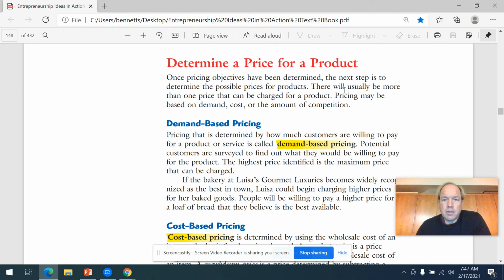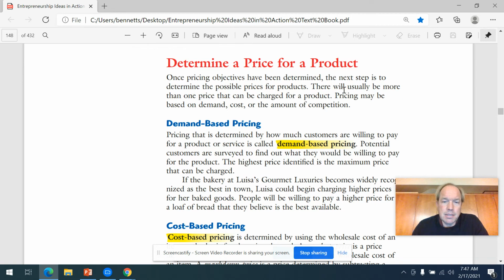All right, determine a price for a product. Once price objectives have been determined, the next step is to determine the possible prices for products. There will usually be more than one price that can be charged for a product. Pricing may be based on demand, cost, or the amount of competition.